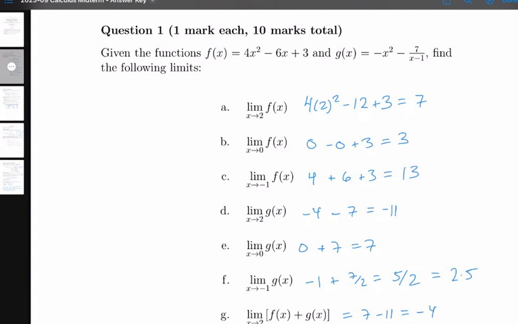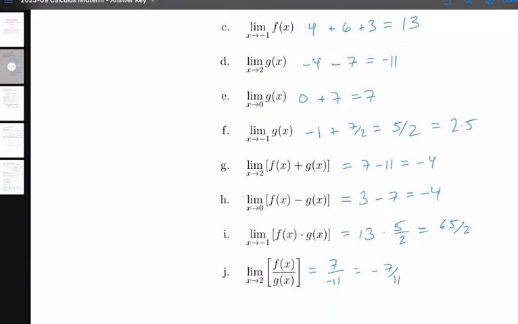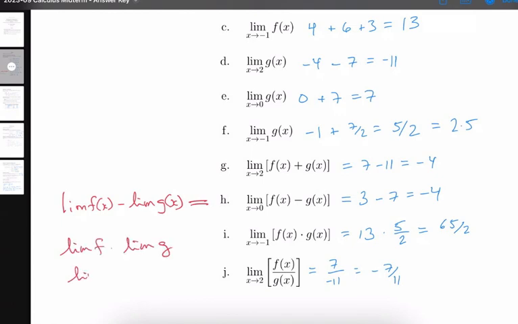And I think you all also recognize that down here, this is equal to the limit of f of x minus the limit of g of x. And here, it's the limit of f times the limit of g. This is the limit of f over the limit of g. Some of you wrote out the expressions and tried to simplify it to find the answer. The idea was to see that if you got the right answer, you got the right answer.